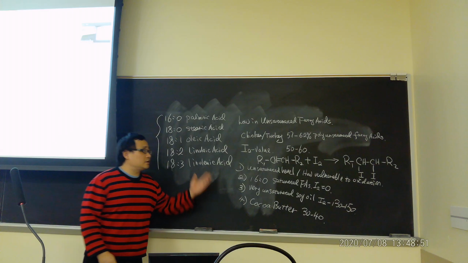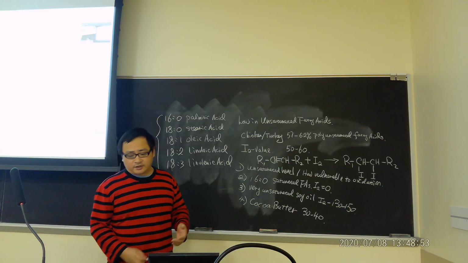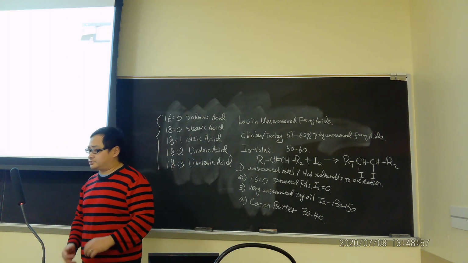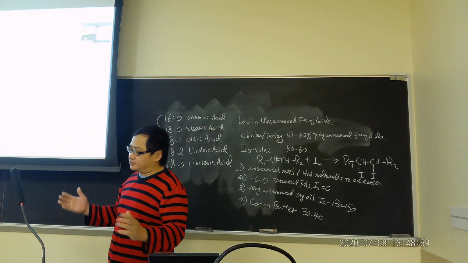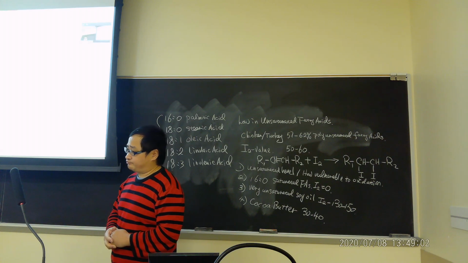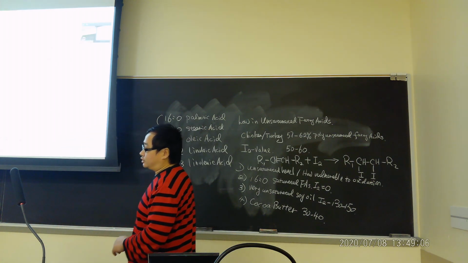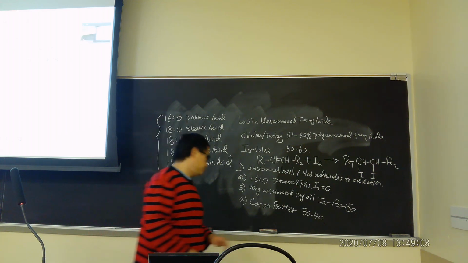Okay, so this gives you an idea of the iodine value. They use iodine value to evaluate how unsaturated a fat is and how vulnerable it is to oxidation. So this is animal deposit fats. Second, we want to talk about milk fat.